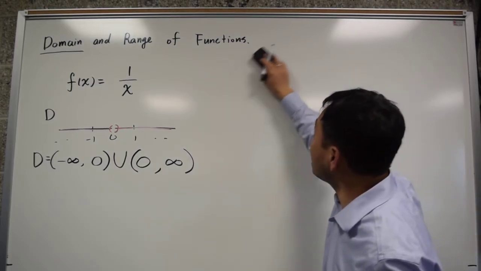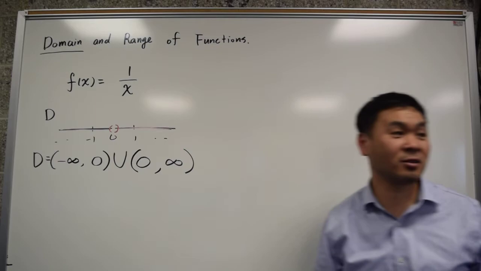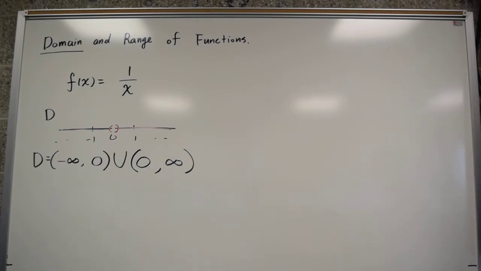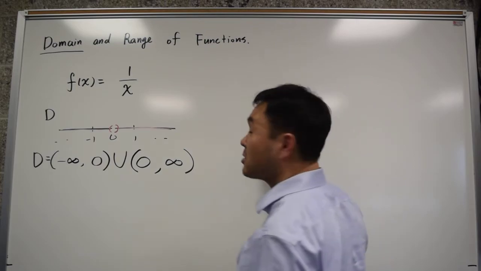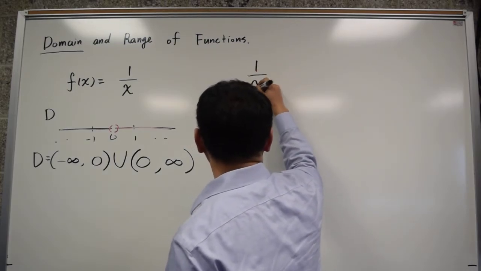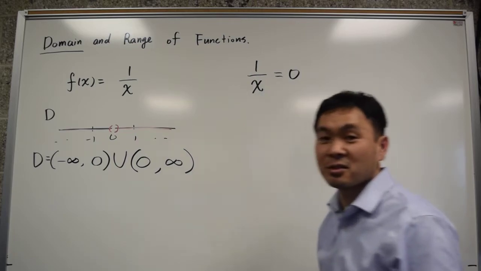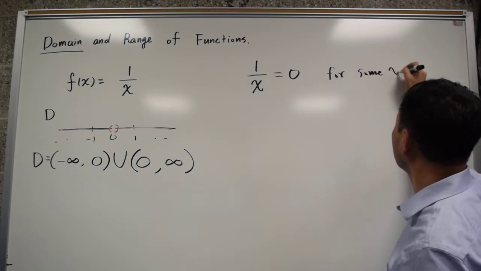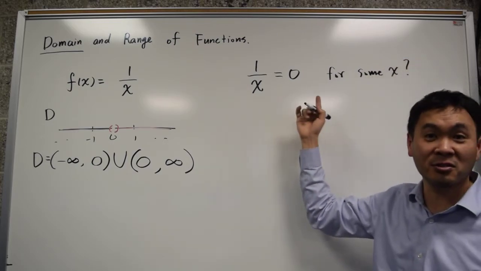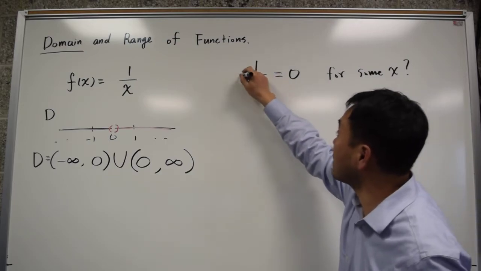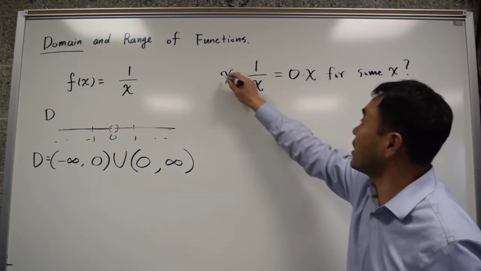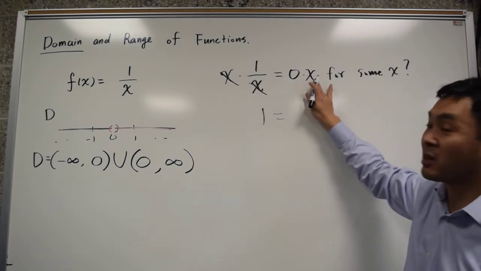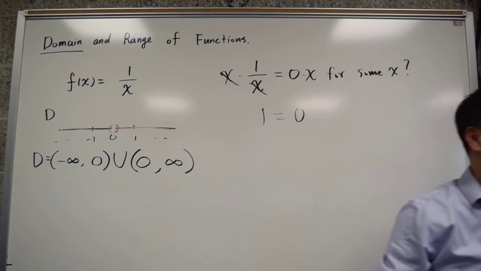Now, is there any number that this function cannot produce? Zero. So think about this. Can some input make this equal to 0? That's the question. For some x, and you immediately see that this is impossible. If you multiply by x both sides, then x cancels and you get 1. 0 times anything is 0, so you end up with 1 equal to 0, which is impossible.